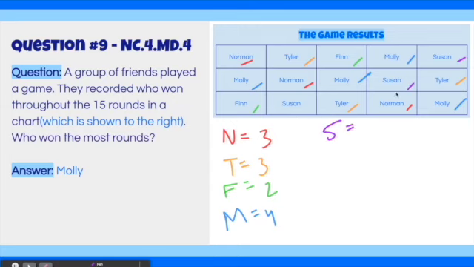She won 3 times. So now we're going to look at the numbers, and you can see that 4 is the greatest. So that means Molly won the most number of times. Okay, moving on to the next question.